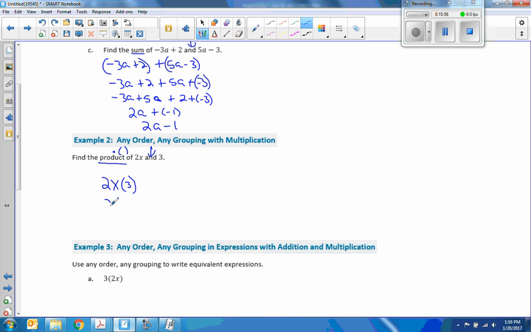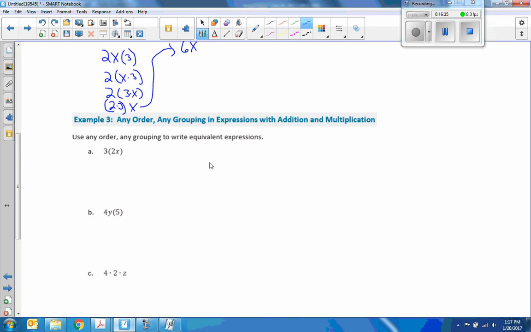I can rearrange this by saying 2 times x times 3, and just move the parentheses. That's the associative property. And then I can rearrange this as 3 times x. That's the commutative property of multiplication. Then I can just simply multiply the 2 times the 3, with my parentheses there, times x. And that will give me 6x. And this here would be the associative property of the parentheses.